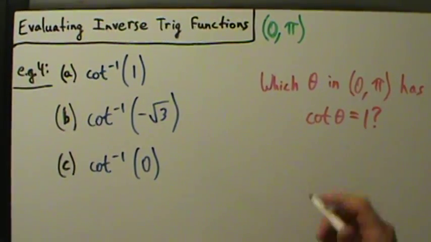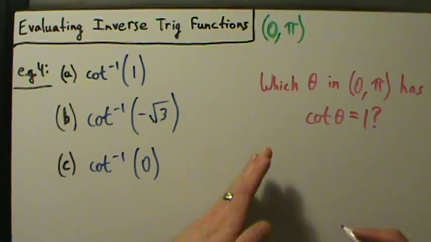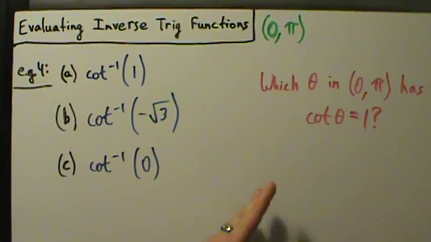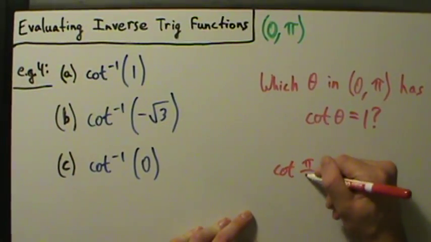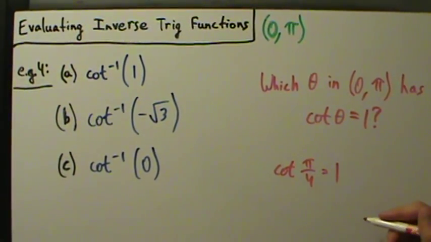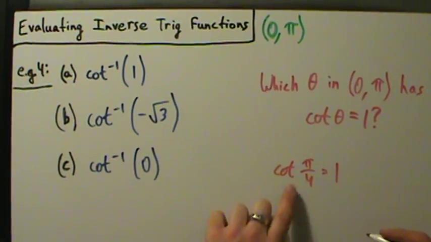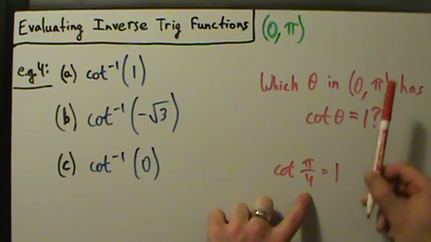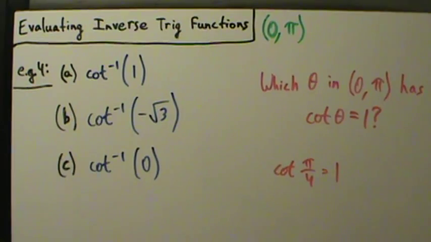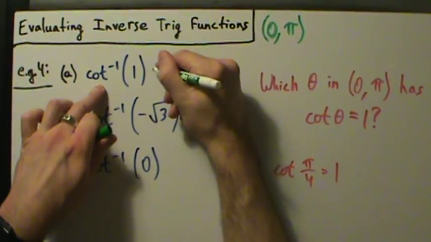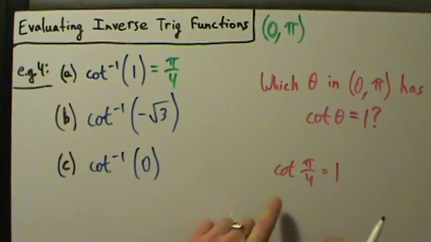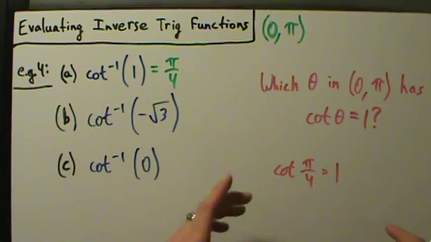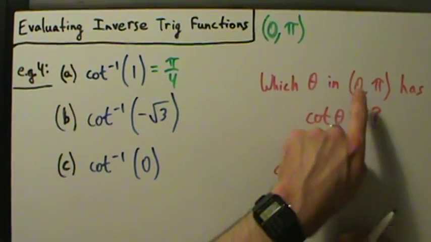And if we pull out a unit circle, we'll see, okay, well, just remember that cotangent is cosine divided by sine. So we see that cotangent of pi over 4 is 1, and that's it. Cotangent of pi over 4 is 1, and pi over 4 is between 0 and pi, so we're good. That's our answer. So inverse cotangent of 1 is pi over 4, because the cotangent of pi over 4 is 1, and pi over 4 is inside of this interval.